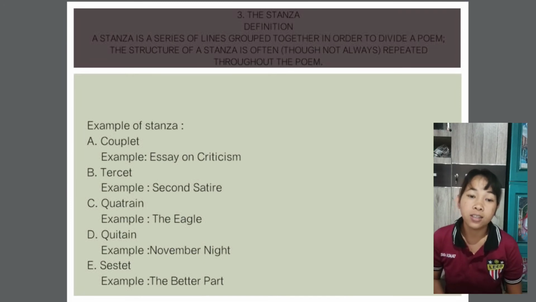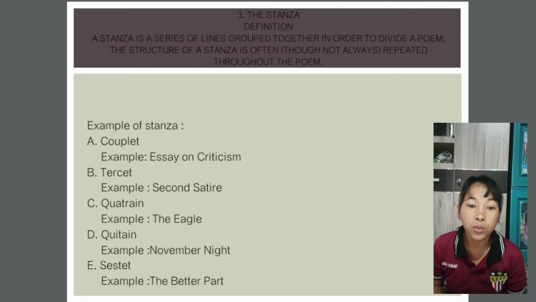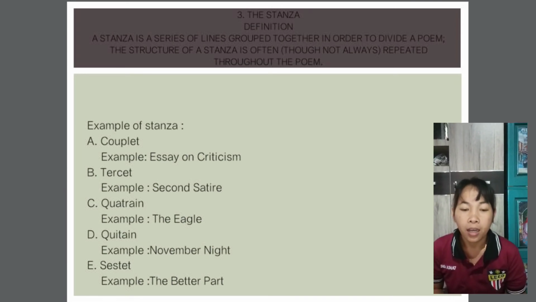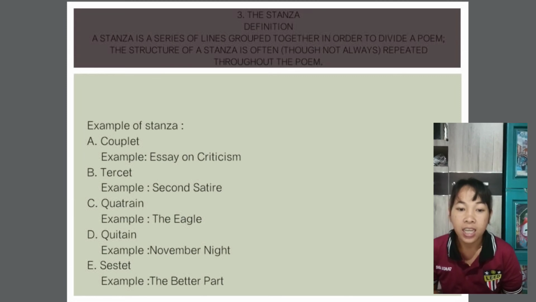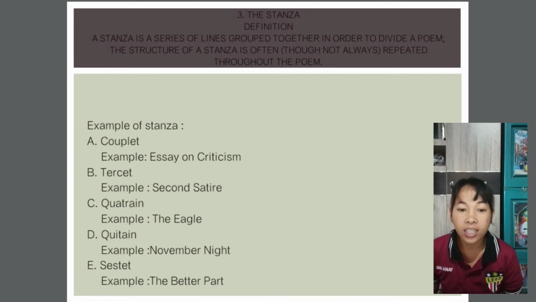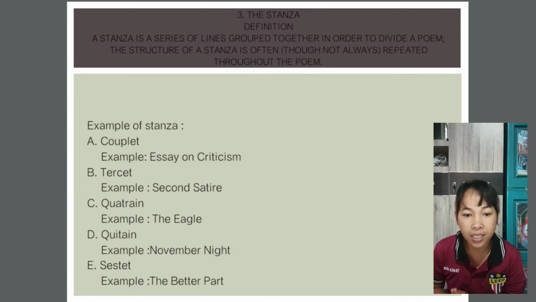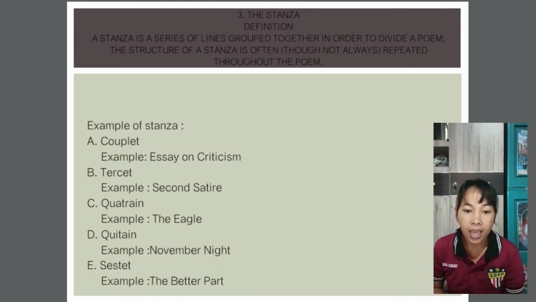Okay, let's talk about the first one, couplet. A couplet consists of 2 rhyming lines having the same meter. For the example is An Essay on Criticism by Alexander Pope, and then the second example is Sonnet 2 by Edna St. Vincent Millay.